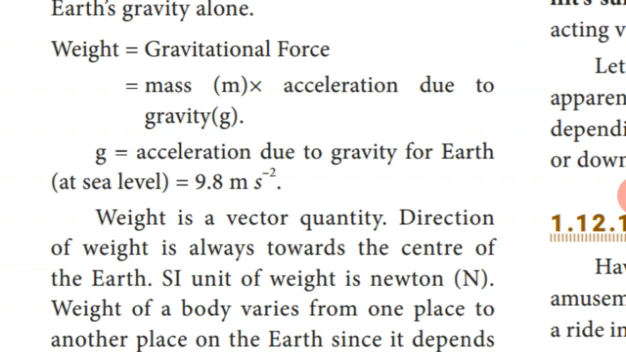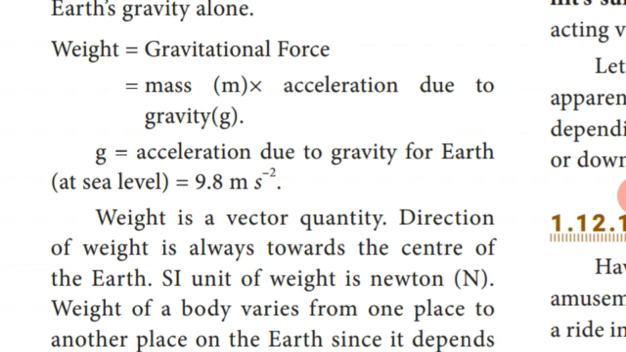Weight is a vector quantity. Direction of weight is always towards the center of the earth. Mass remains constant at any place, but weight of a body varies from place to place on the earth's surface. Weight depends on the acceleration due to gravity g. Weight of a body is more at the poles than the equatorial region. What is the reason? Acceleration due to gravity is maximum in the polar region. Weight of a body varies from one place to another place.